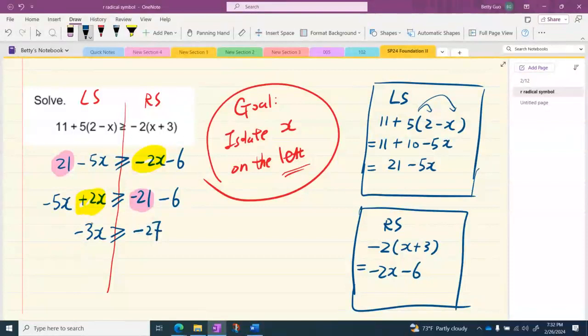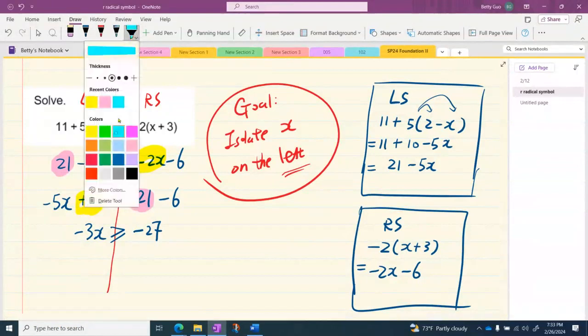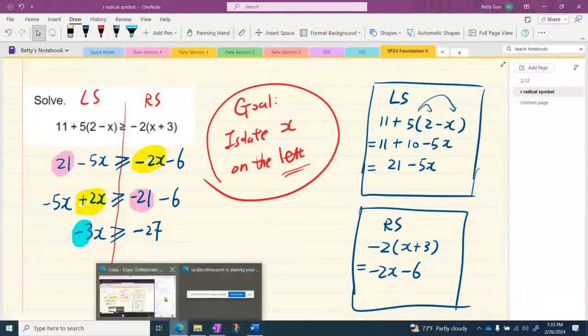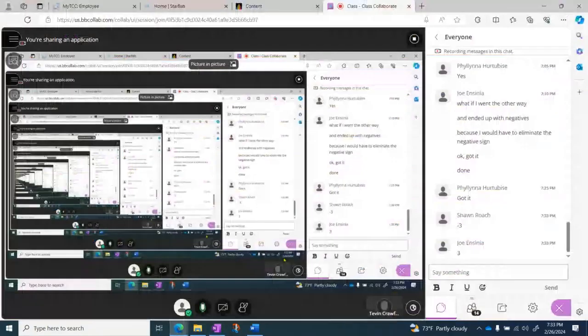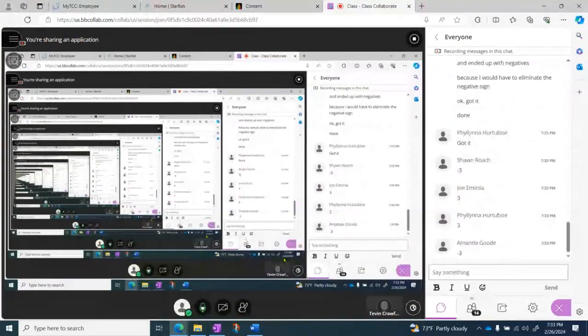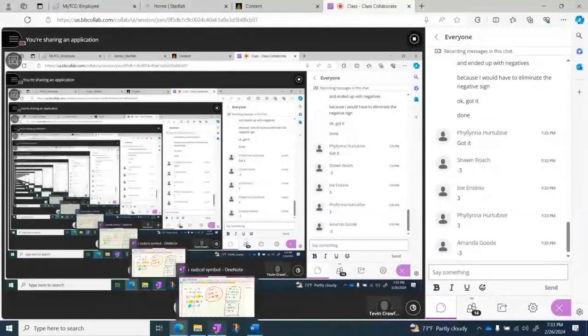Okay, so now we're going to isolate the x on the left side. What's the coefficient of x? Coefficient of x is negative 3. Exactly. Negative 3. Yeah. So it has to be negative, guys. Cannot be positive. So the coefficient is negative 3.